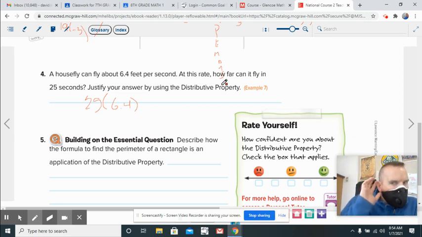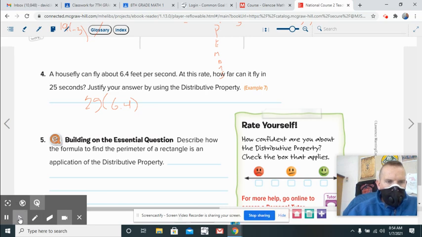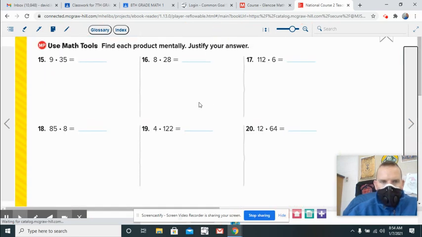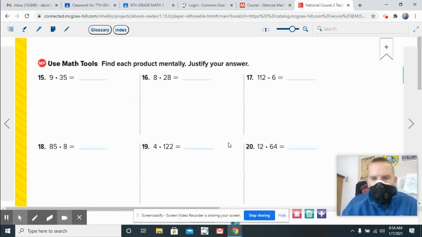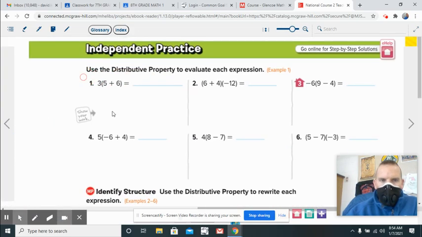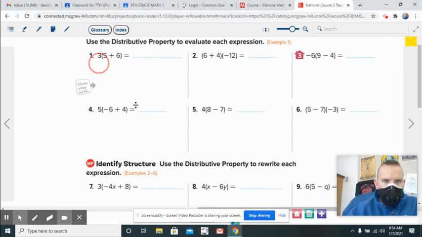Again, oh, you heard it, times. It's a lot faster to multiply, and that'll get your answer. And we did use distributive property because we multiplied. Let's take a look at the next page. Page 379. And I'll do some of these together with you.